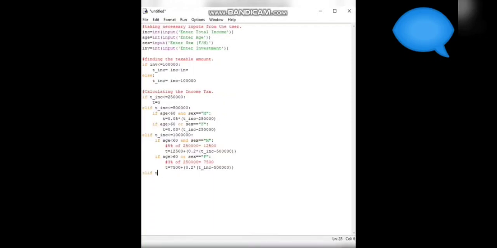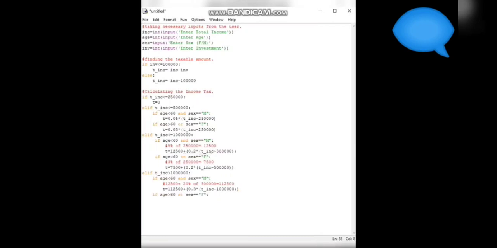Now the last condition is when the taxable income is greater than 10 lakhs. Again, we'll mention the same two conditions. For the first condition, it would be equal to the amount of tax from the second slab plus the amount of tax from the third slab added together, which comes out to be 1,12,500, and this amount would be added to 30% of the last slab, that is the total taxable income excluding 10 lakh rupees.